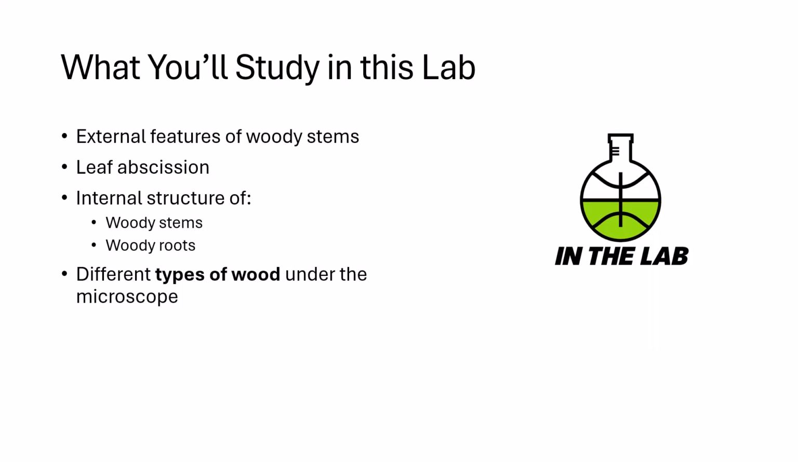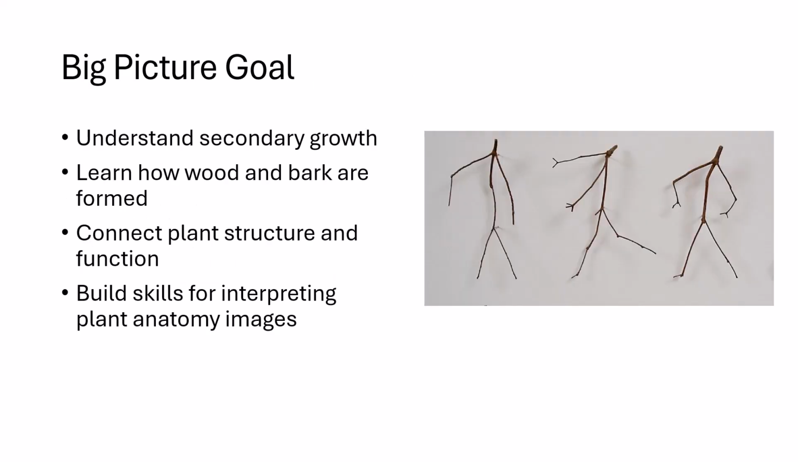In this lab, you'll look at both the outside and inside of woody plants. You'll examine twig features, study leaf abscission, compare woody stems and roots, and learn to recognize different types of wood based on their microscopic structure. The big goal here is to understand how woody plants grow in thickness, how tissues like wood and bark are formed, and how structure connects to function. By the end of this lab, you should be much more comfortable looking at a woody stem or root, whether in a photo or under a microscope, and knowing what you're actually looking at.